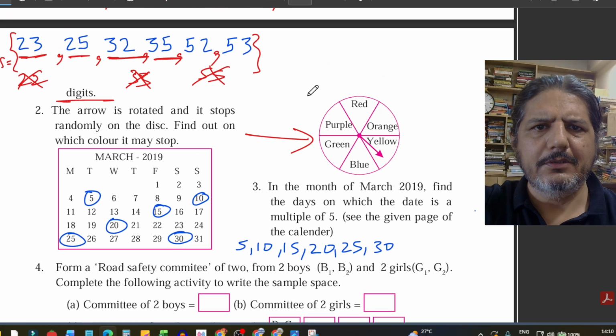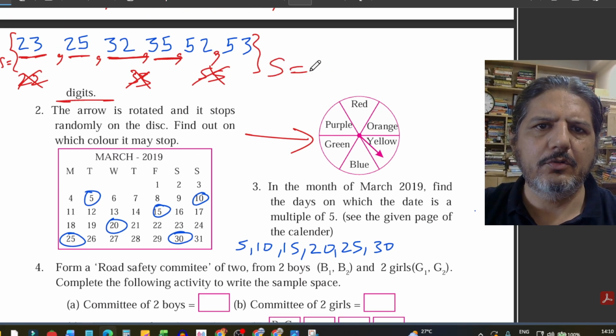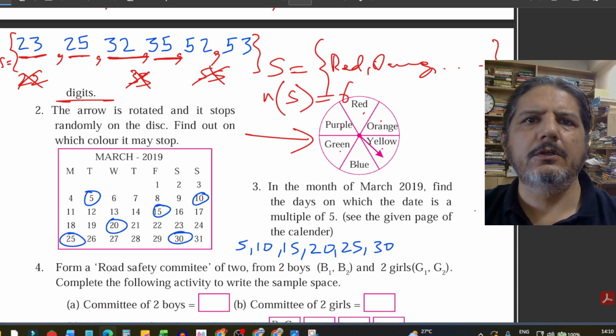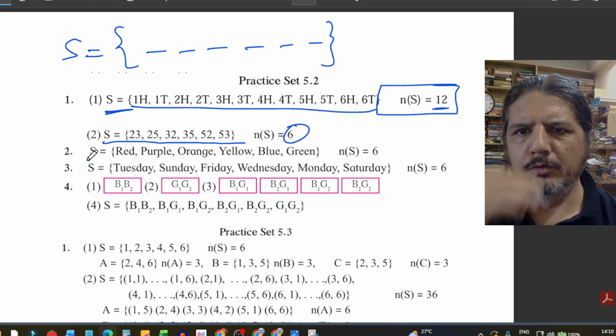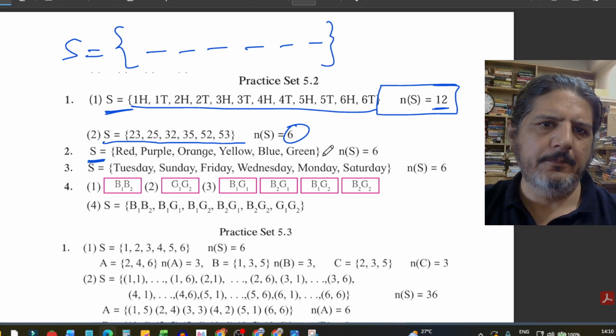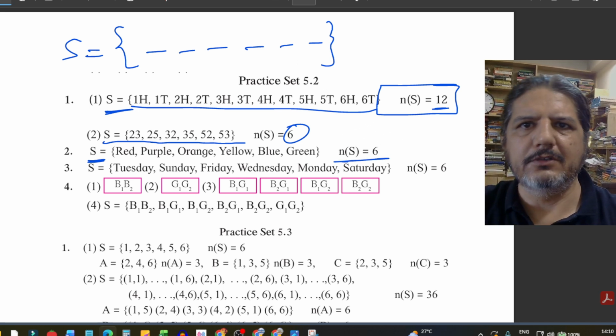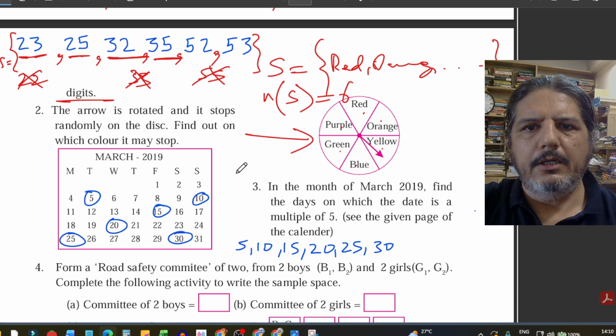So to write the sample space, it's pretty simple. You can write it as S is equal to, and then you write red, comma, orange, comma, and so on. This is how you will write it. And n(S) would be equal to 1, 2, 3, 4, 5, 6. So 6. You will write the sample space in curly brackets, and n(S) is equal to 6. The number of elements in the sample space is 6. Okay.